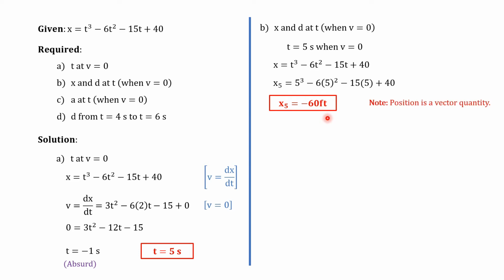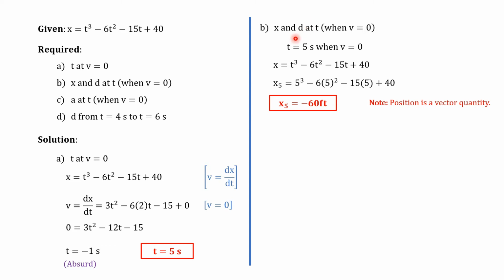Take note that position is a vector quantity. Therefore, in our final answer, we must include the sign or the direction in our result. So this is the answer for the second requirement, the position. And then next, we are going to compute for the distance.